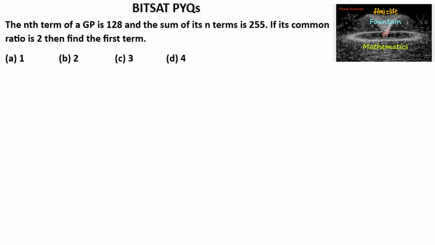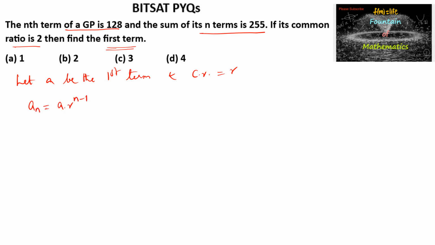Given the nth term of a GP is 128, the sum to n terms is 255, and the common ratio is 2, we need to find the first term. Let A be the first term and the common ratio be R. Then the nth term in a GP is A into R power n minus 1, which is given as 128, and the sum to n terms Sn is equal to A into (R power n minus 1) upon (R minus 1), which is given as 255.